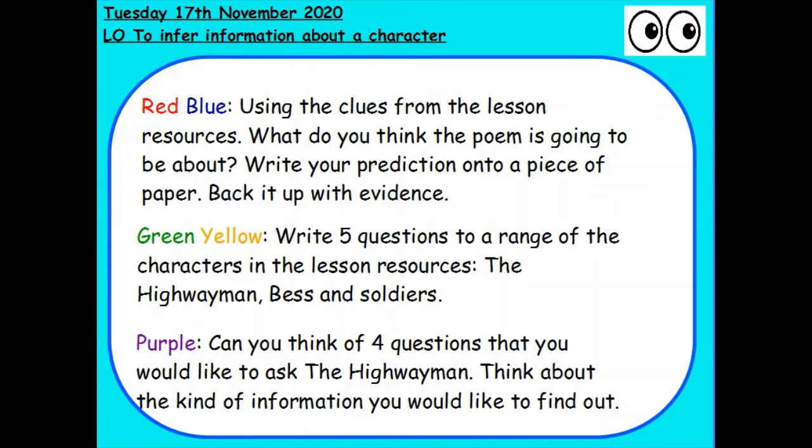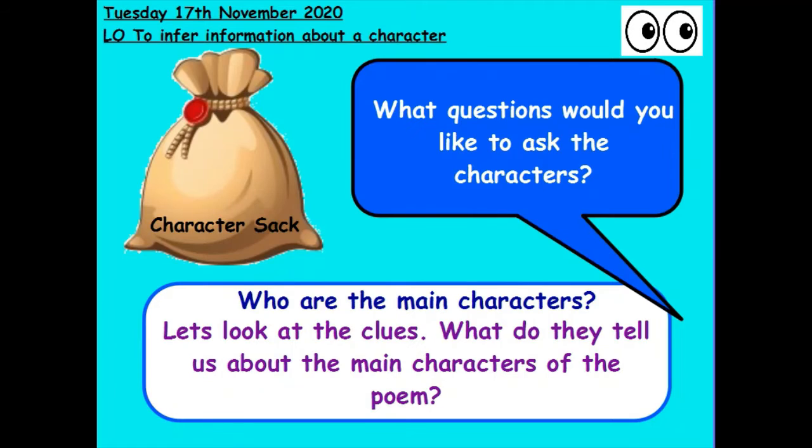And what we would like you to do is to just make some predictions. So using the clues from the lesson resources, what do you think the poem is going to be about? Write your prediction onto a piece of paper. Can you back it up with some evidence? Then you could maybe write some questions about the character, so things you would like to find out about them. And then take some photos of these and put them in your portfolio area of your Class Dojo page. We look forward to seeing what you come up with.